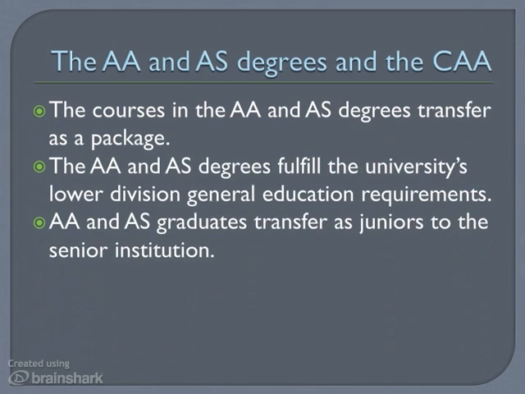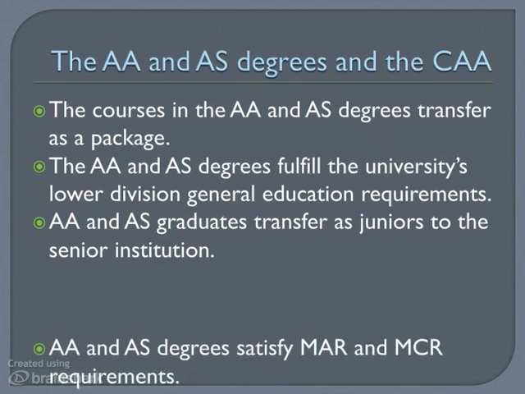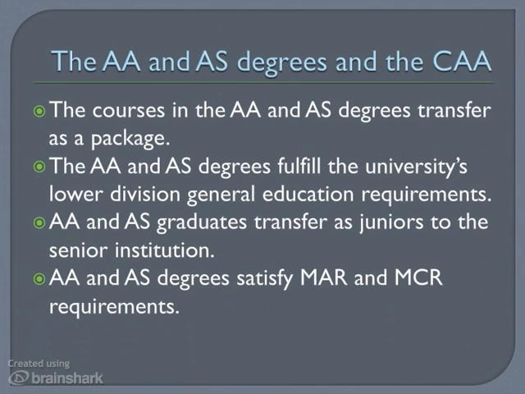Thirdly, you'll transfer as a junior. You'll be able to move even more quickly into your major electives and towards graduation with a bachelor's degree. You'll also be eligible for the privileges that students with junior status receive, for example, early registration and preferred parking on campus. Fourthly, by completing the AA or AS degree, you will have satisfied the University of North Carolina minimum admission requirements, or MAR, and the minimum course requirements, or MCR.